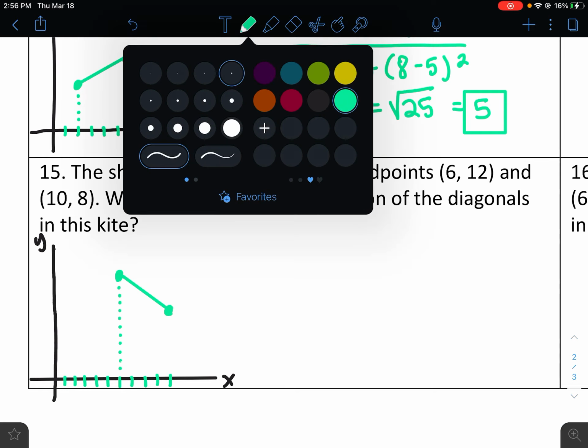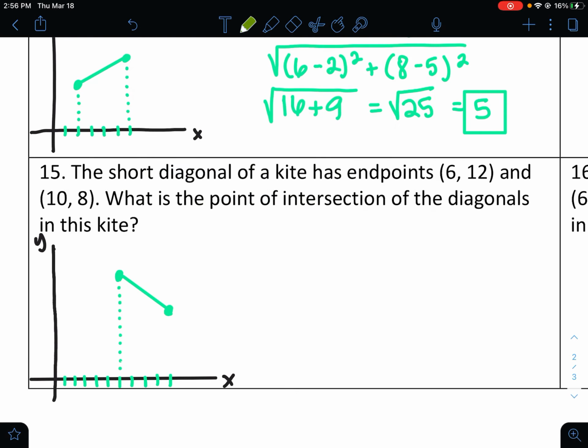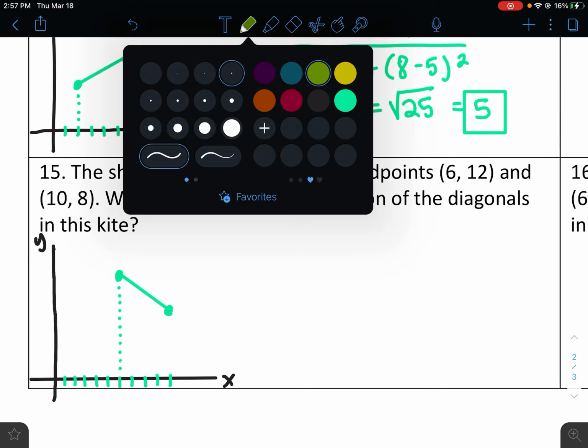So the thing about it is the long diagonal, they didn't tell us anything about the long diagonal, but it's going to be perpendicular, okay? So it's going to be perpendicular, and it's going to intersect in the middle. So the short diagonal is always cut in half. Not the long diagonal, but the short diagonal. So, like, let me give you a better sketch. If this were a kite, this is not a better sketch. If this were a kite, it would cut the short diagonal in middle, okay? So we're going to use midpoint formula to solve this guy.